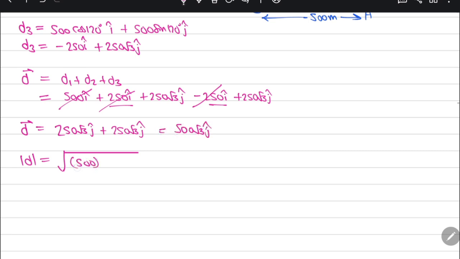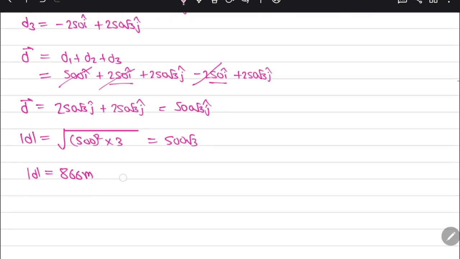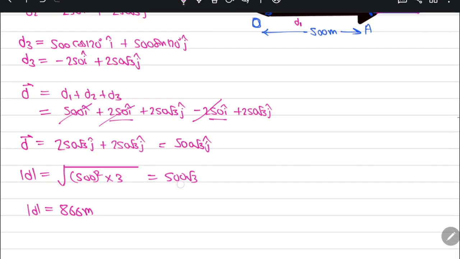If you find the magnitude of it, the square of root 3 becomes 3, so 500 comes outside and this is again root 3. So 500 into 1.732 comes out to be 866 meters.